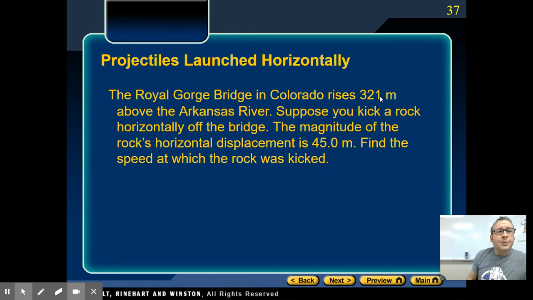The Royal Gorge Bridge in Colorado rises 321 meters above the Arkansas River. Suppose you kick a rock because you are so mad at something. Maybe you're playing Among Us and you're not the imposter. People get mad about that. So you're mad. You kick a rock horizontally off the bridge. The magnitude of the rock's horizontal displacement is 45.0 meters. Find the speed at which the rock was kicked.